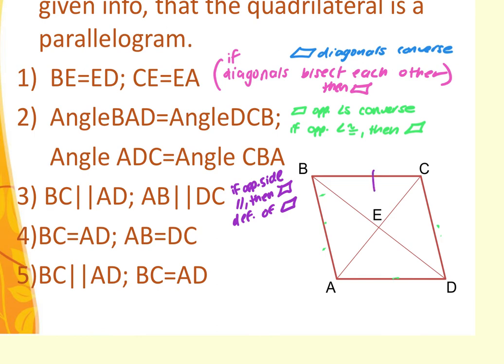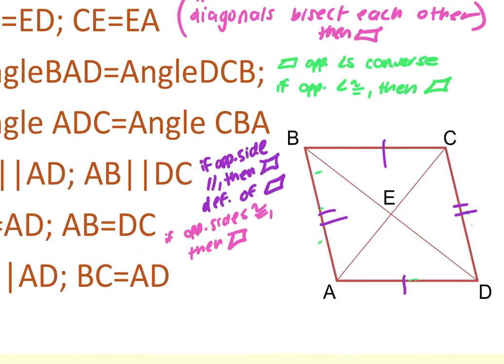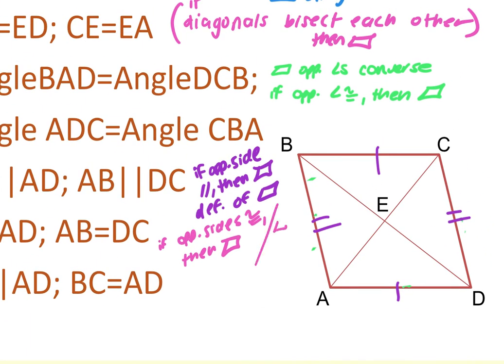4, BC equals AD and AB equals DC. So that shows that both pairs of opposite sides are congruent. Good. If opposite sides congruent, then parallelogram, or what's the name? Parallelogram opposite sides converse.